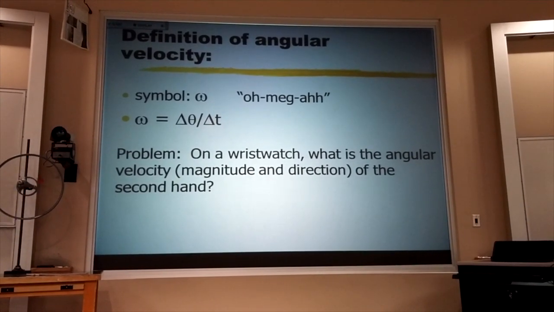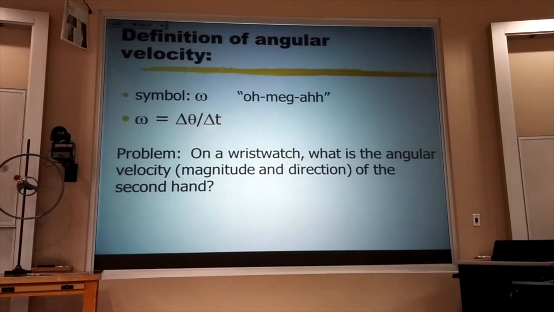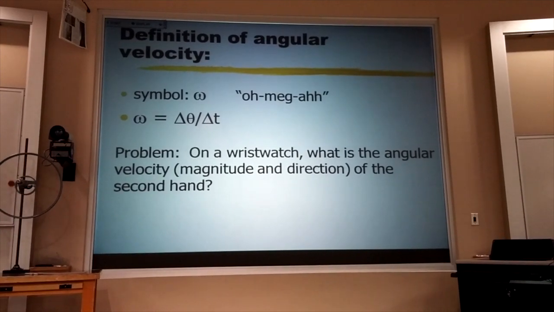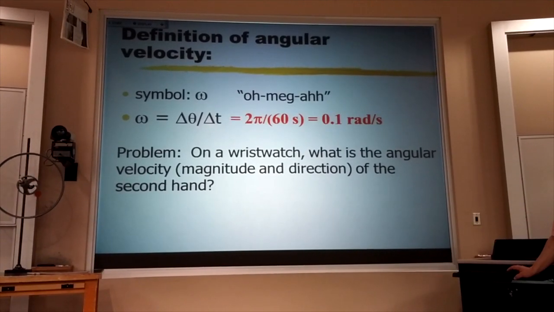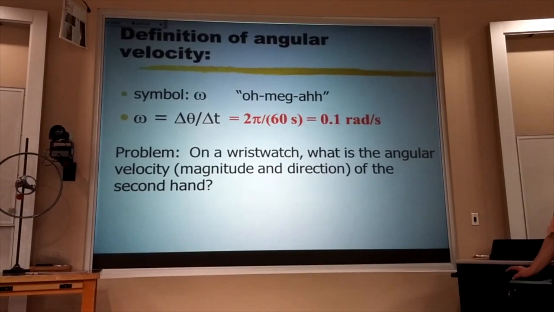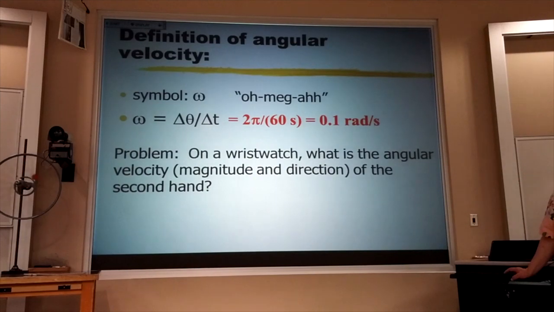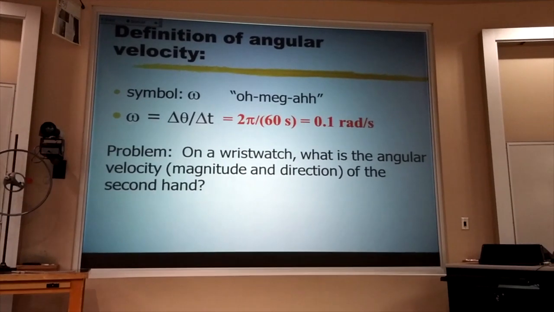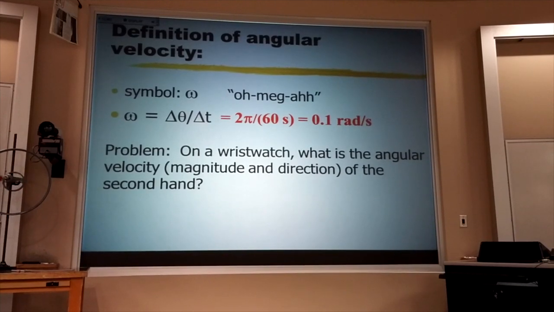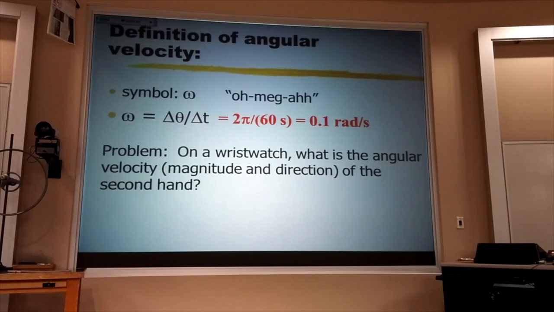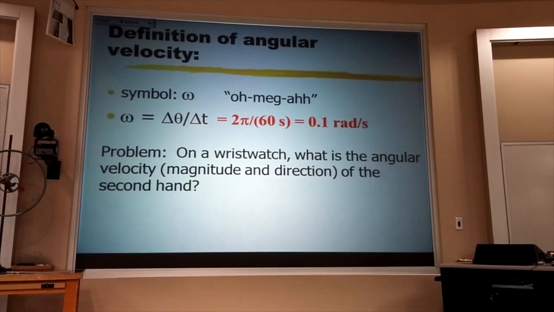In the case of a second hand on a wristwatch, it goes once around, or 2 pi radians, in 1 minute, 60 seconds. And so we take the 2 pi radians, we divide by 60 seconds, and we get about 1/10 of a radian per second. Now in your problem number 2, you were looking at the minute hand, which goes around once an hour. And in that case, you would divide the 2 pi not by 60 seconds, but by 3,600 seconds.